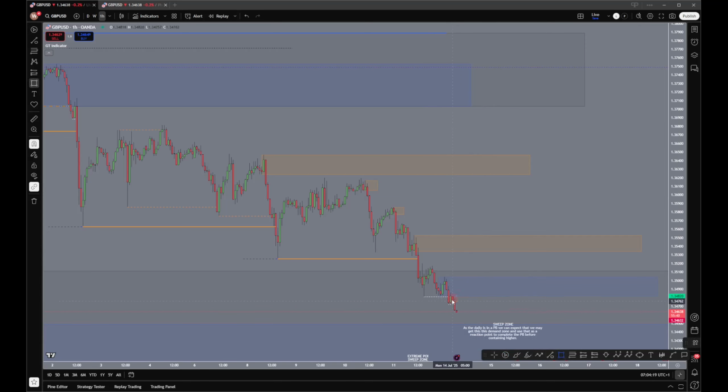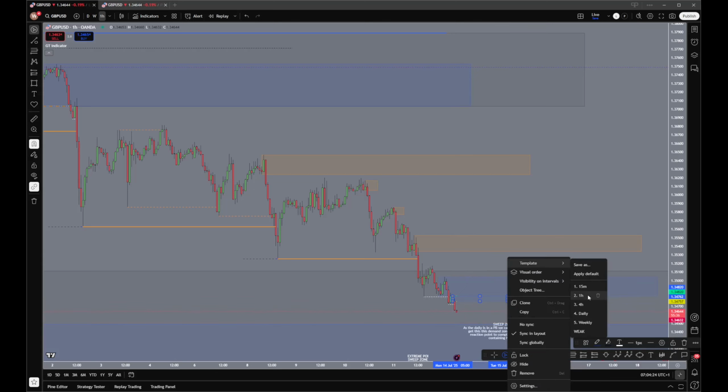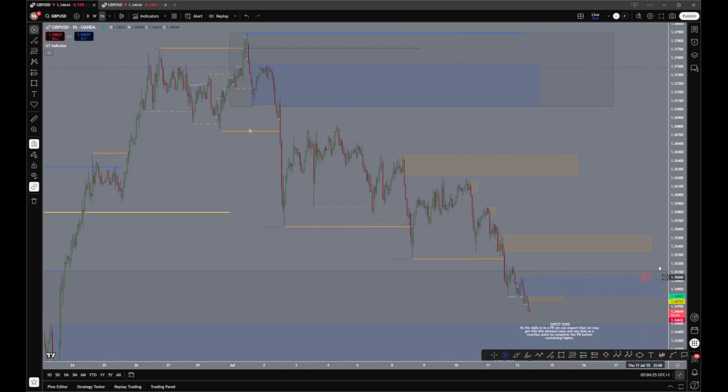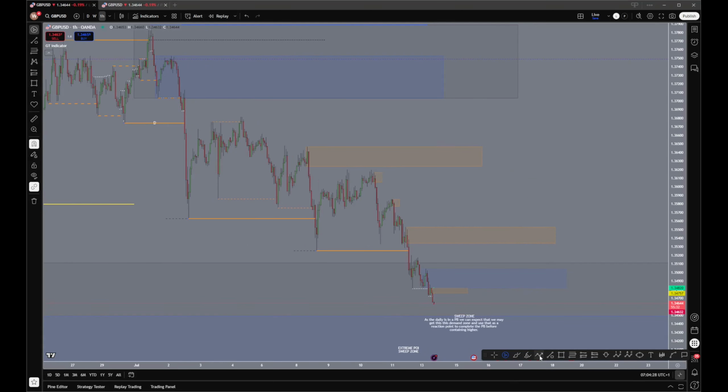But we could follow the bearish order flow down into it. And then once we do mitigate the 4 hour demand zone, then going to be looking for longs.